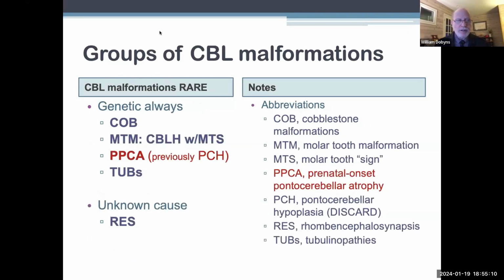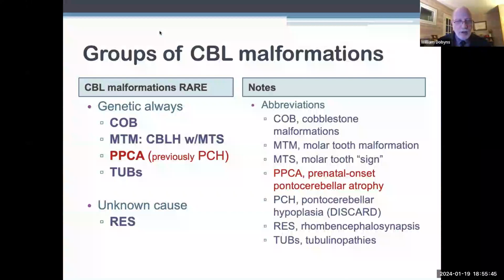All right, some other malformations are uniformly genetic. And you were shown these in the last talk. The cobblestones, the molar tooth malformations or Joubert syndrome, the prenatal onset pontocerebellar atrophies, and the tubulinopathies are the most common. For rhombencephalosynapsis, we have been looking. Some rare RES variants are known to be genetic. I think it's the MN1 gene, but that's extremely rare. For classic RES, we've studied exome sequencing in more than 100 individuals and have nothing to show for it.